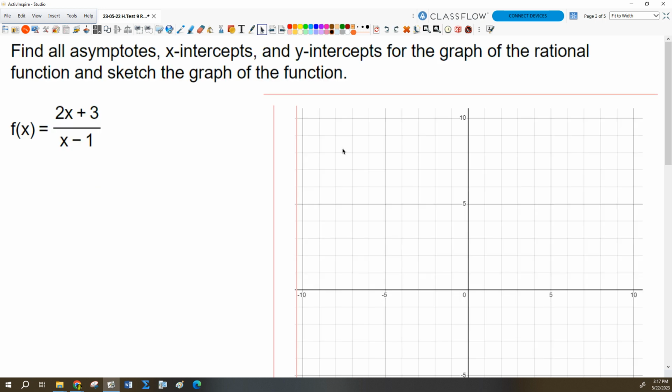Okay, so what about one like this that is a rational function? They want us to find all asymptotes, x-intercepts, and y-intercepts for the graph of the rational function, and then sketch the graph of the function. Everybody just show me with your fingers, the horizontal asymptote is the equation y equals what? Okay, how come? What's the rule?